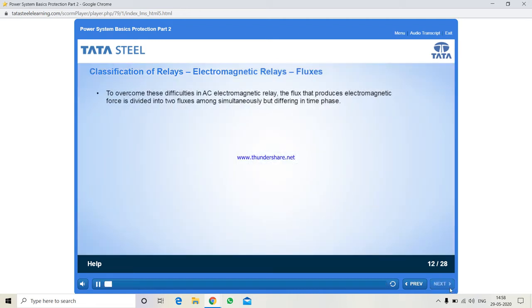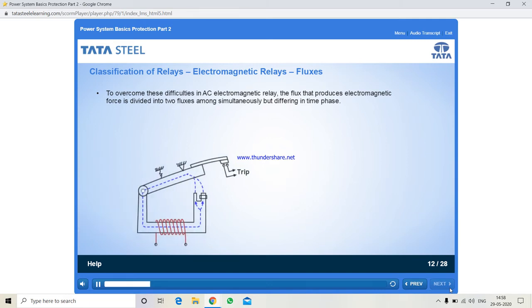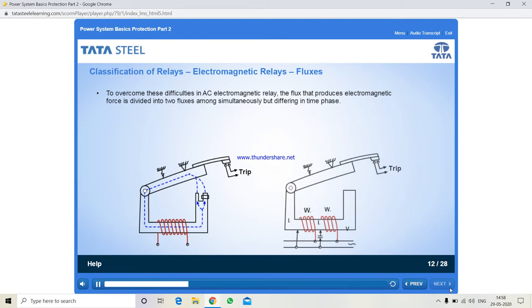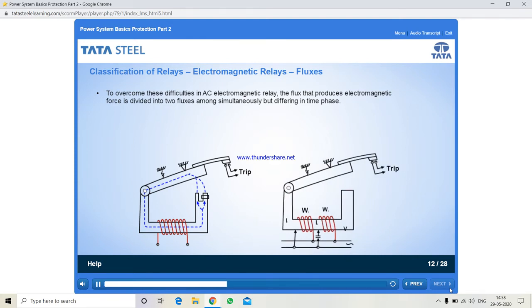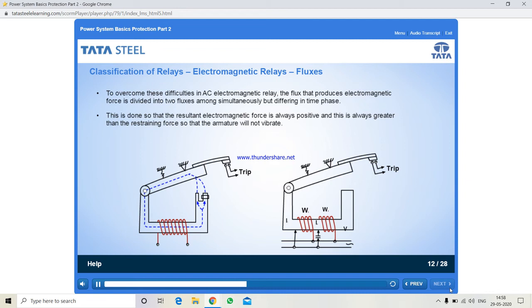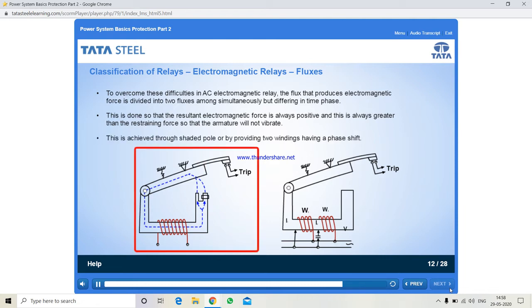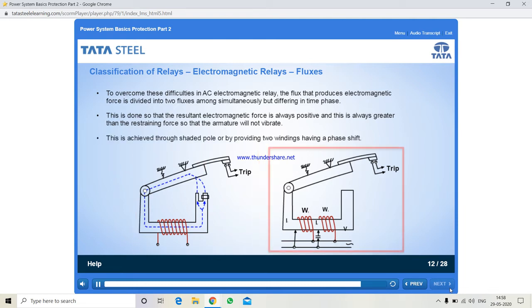To overcome these difficulties in AC electromagnetic relay, the flux that produces electromagnetic force is divided into two fluxes acting simultaneously but differing in time phase. This is done so that the resultant electromagnetic force is always positive, and this is always greater than the restraining force so that the armature will not vibrate. This is achieved through a shaded pole or by providing two windings having a phase shift.